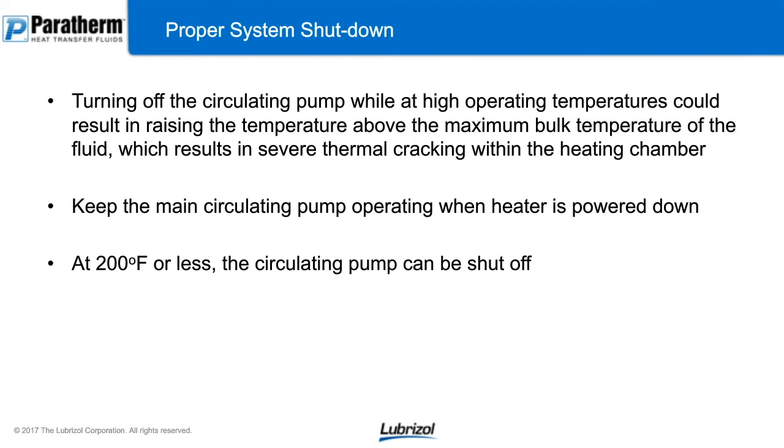So how do you combat that? You keep your main circulating pump operating at all times when the heater is powered down. Once the fluid gets to below around 200 degrees Fahrenheit, then you can shut the circulating pump off because enough energy is out of the heater.